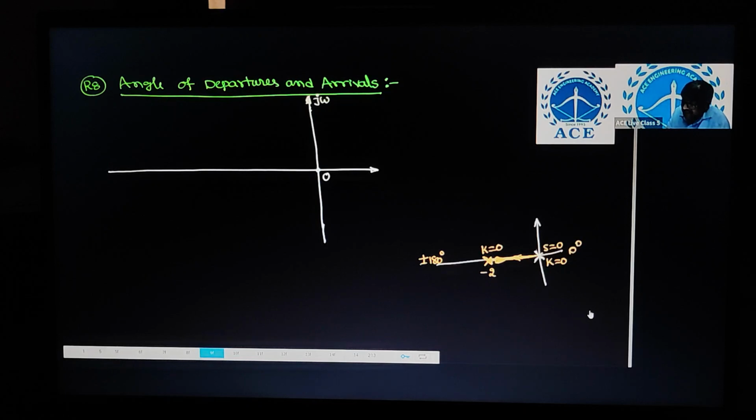This side means it is 0 degrees. It is moving towards the right side. Left means what? 180 degrees. Yes or no? Is it clear, all of you? Is it 0 degrees?